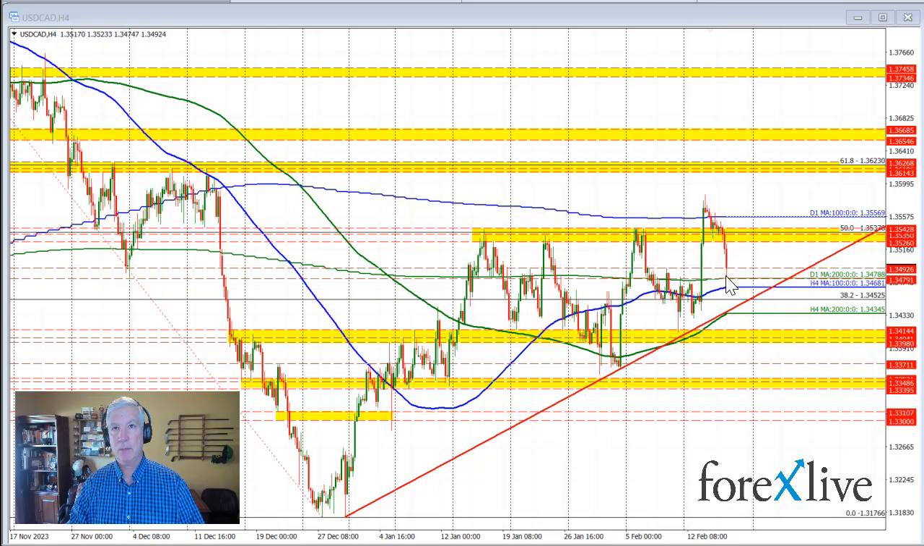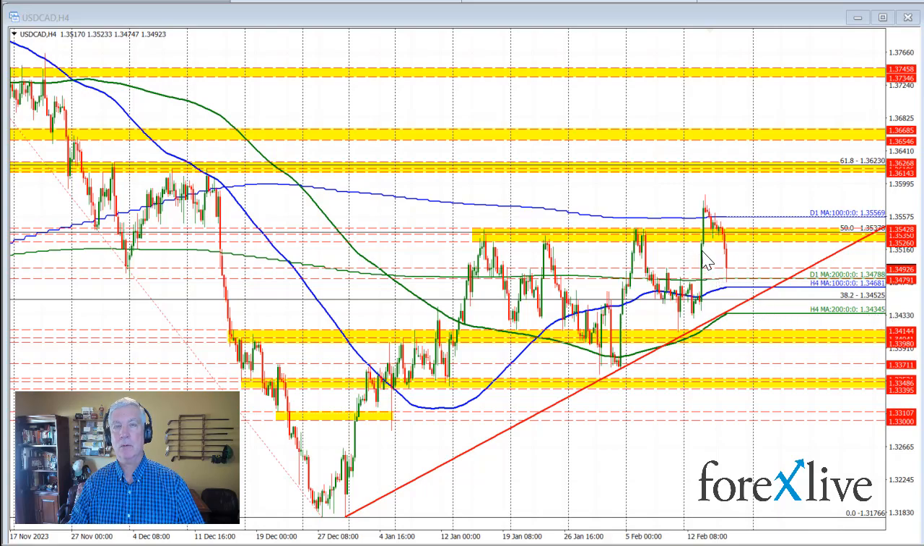The price has moved in between those two moving averages, and it's found initial buyers, you could say, near the 200-day moving average and above the 100-bar moving average on the 4-hour chart. So we have moved back to the upside, and we're currently testing these swing highs from last week at 1.3492. Probably a move above the 1.35 level would not be something that we'd want to see in the dollar versus Canada, just being a natural resistance level in the short term.